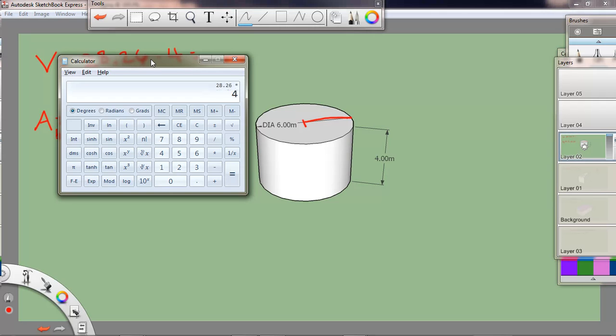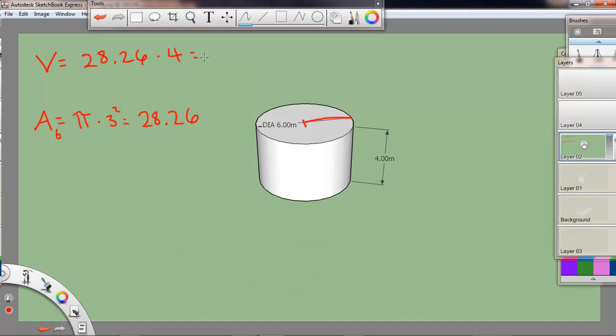28.26 times 4. Oh, 0.04. How did I mess that up? I don't know. Anyway, let's go ahead and put that down. 113.04. And what are my units? Well, all of these are in meters, so my units are going to be cubic meters. Volume always has cubic units.